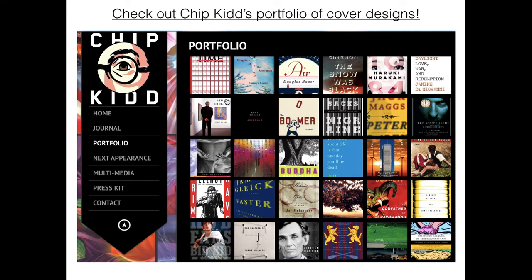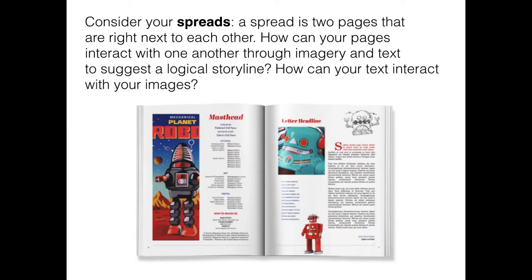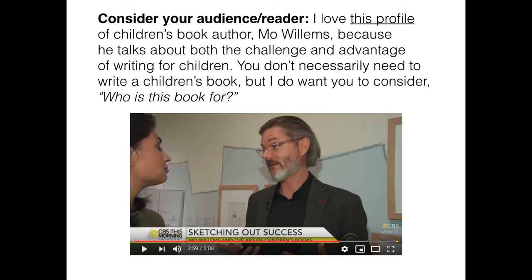He's designed so many book covers, some of them very, very famous, like the Jurassic Park book cover by Michael Crichton. Consider spreads. So a spread is when you open a magazine or a book up, the 2 pages that are right next to each other. So how can your pages interact with one another through imagery and text? How can your text interact with your images? And you'll also draw inspiration from the children's books that we look at.